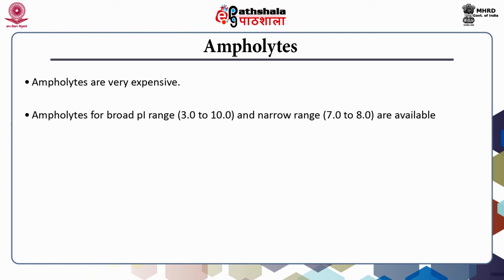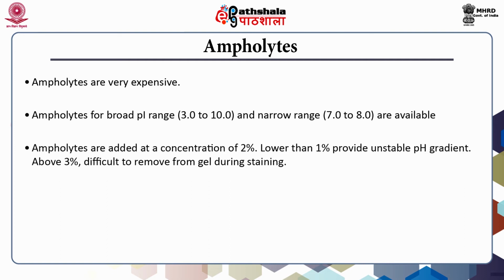Slope of pH gradient depends on pH range of ampholytes and distance between electrodes. pH gradient from ampholytes can be easily prepared in the laboratory. Ampholytes are added at a concentration of 2%. Ampholytes at a concentration of lower than 1% provide unstable pH gradient. Ampholytes above 3% are difficult to remove from gel and remaining ampholytes interfere in staining process.